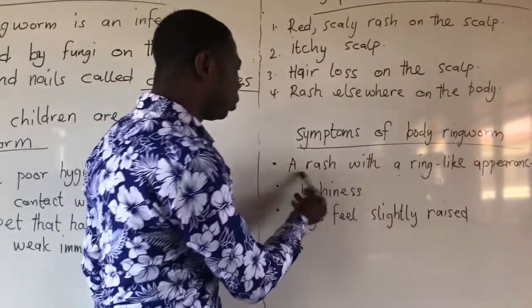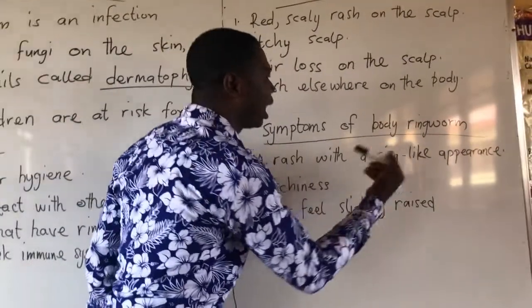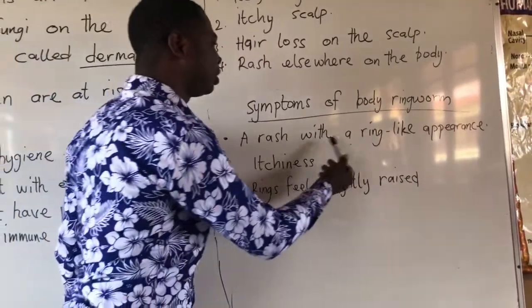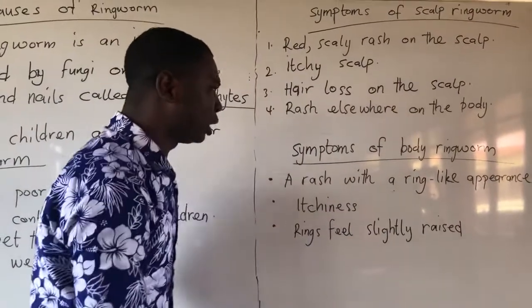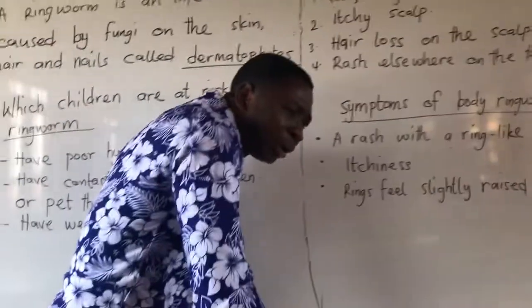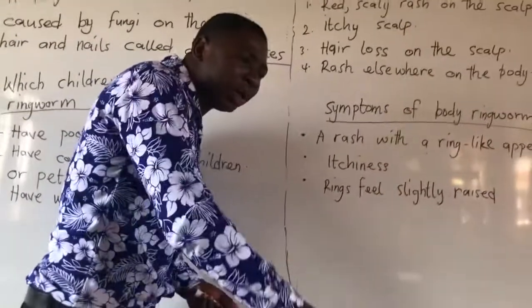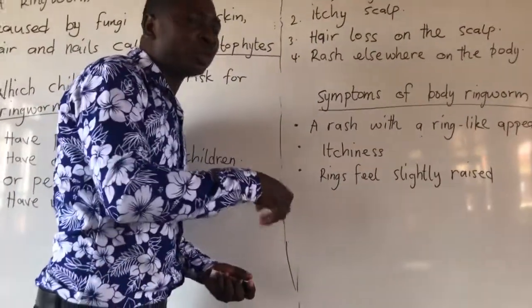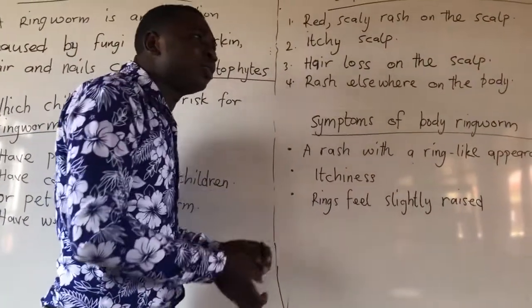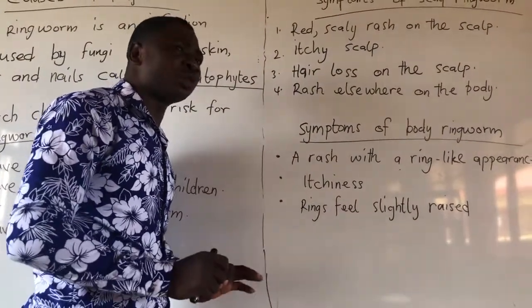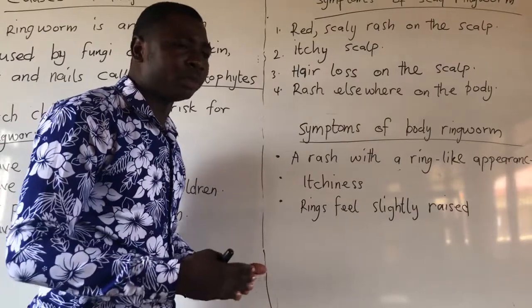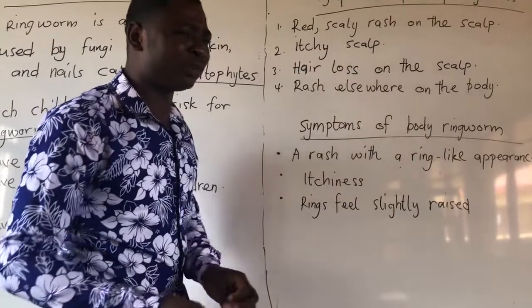So let's talk about a rash with a ring-like appearance. You see some rash with a ring-like form, in the circle form. That's ringworm. You see it on any part of the body. When you see that, it is also called ringworm. So you know that this person has ringworm.